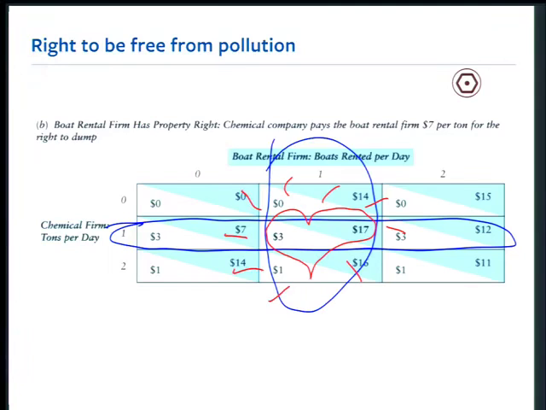Is that the efficient level of output? Yeah, it maximizes welfare. I dare you to find another box here where, if you add the 2 numbers, that gets you more than $20. You can't. All right? What did we do here? All we did is we assigned the property right to the lake to the boat company, and we get to the efficient outcome here. Right?